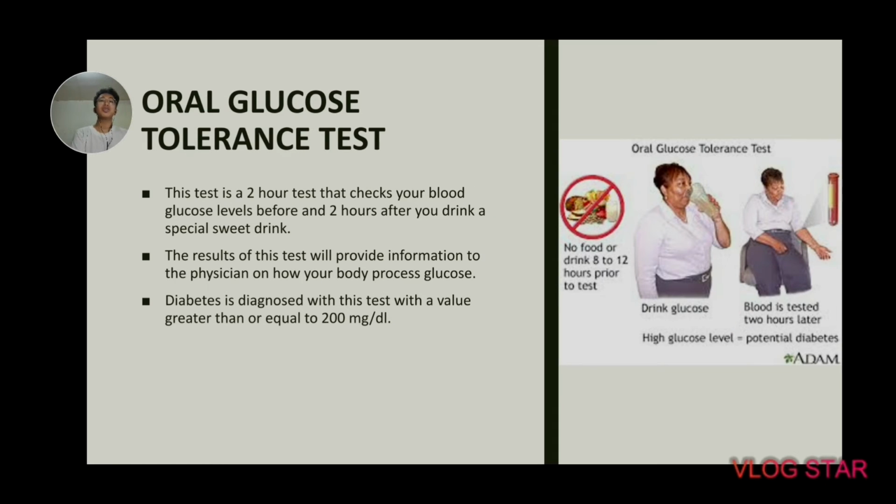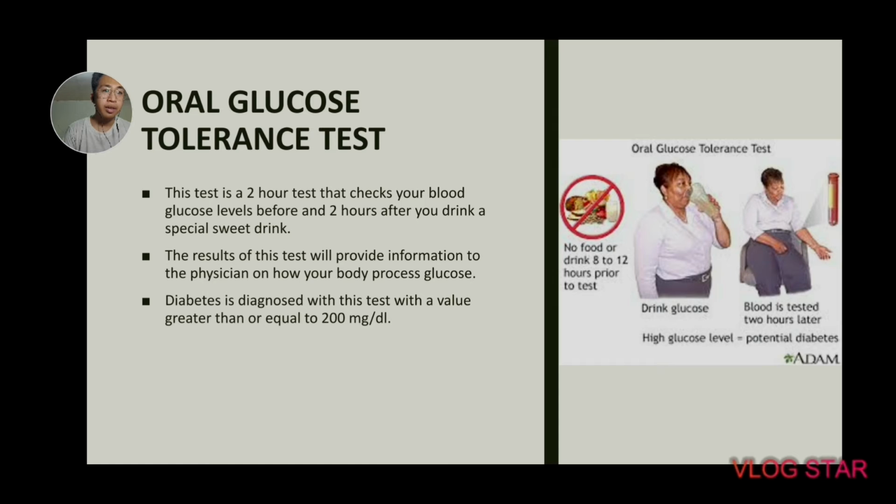Next is the oral glucose tolerance test. This is a 2-hour test that checks your blood glucose levels before and 2 hours after you drink a special sweet drink. So it's 2 hours before and 2 hours after. The results of this test will provide information to the physician on how your body processes glucose. Diabetes is diagnosed with this test with a value of greater than or equal to 200 milligrams per deciliter.